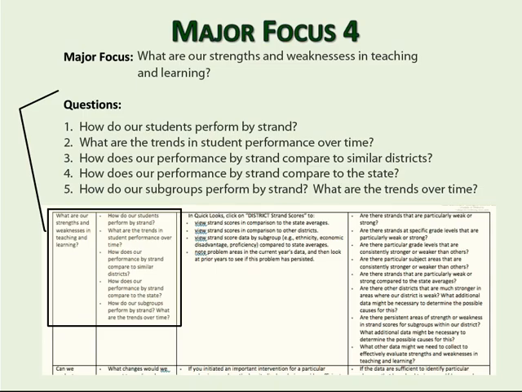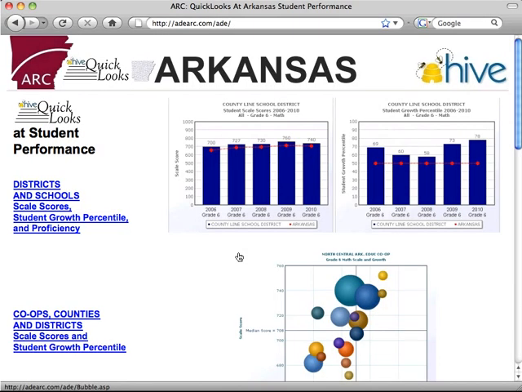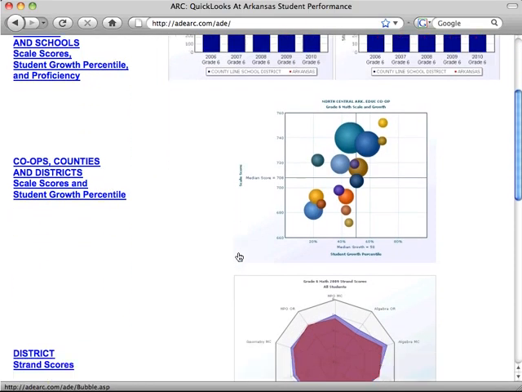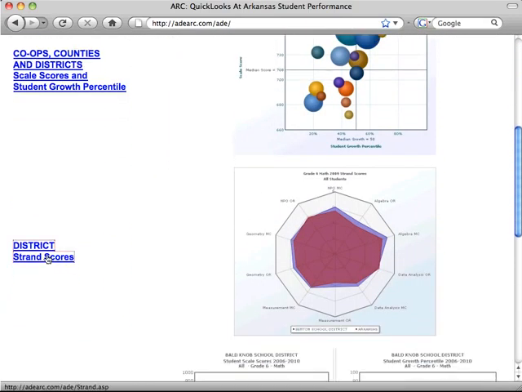To answer these questions, we're going to look at data broken down by strand, which you can view using the radar chart in Quick Looks. We're going to look at a radar chart which will show Little Rock District's performance broken down by strand compared to the state averages broken down by strand. From the Quick Looks homepage, scroll down and click on District Strand Scores.